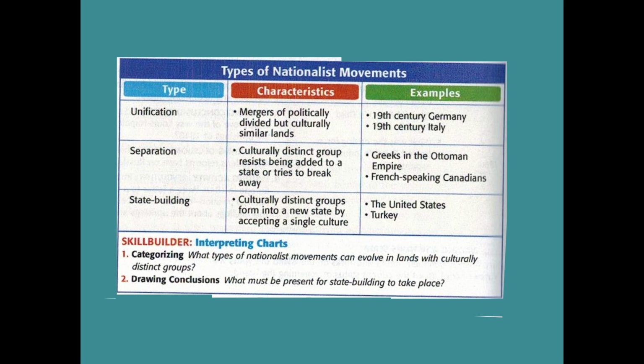You start to see separation where, like I was talking about, you have Catholics in Germany who didn't want to be Protestant, so they came to the United States. And then state building: culturally distinct groups form a new state by accepting a single culture. So again, the fallout for people fleeing Germany is we started building a nation of these people who fled Europe to seek freedom. And that pretty much concludes the slideshow.